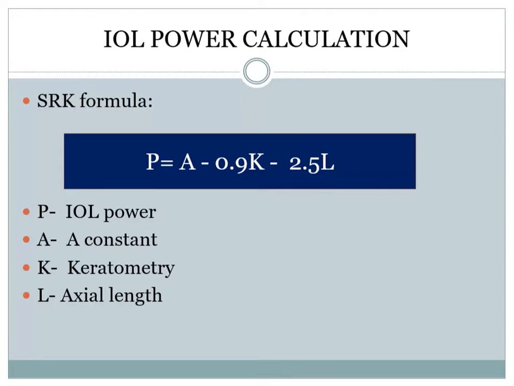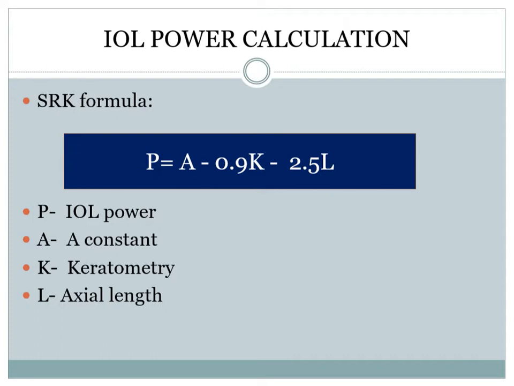What is the meaning of A constant? It is a constant for that particular make of the IOL. So A constant will be labeled over the IOL which you are going to use for the patient. So company to company, the A constant will change. Okay, and from PCIOL to ACIOL to iris fixated lens to scleral fixated lens, that's how the A constant changes. So A constant is a constant for that particular make of the lens. So it will be labeled over the box of the IOL which you are going to use. So you will look at that and then feed the A constant in the formula.